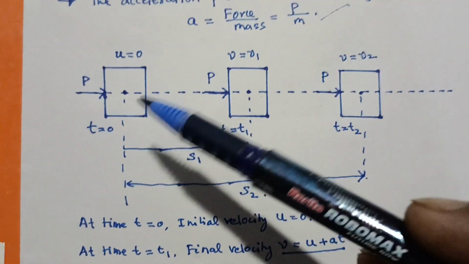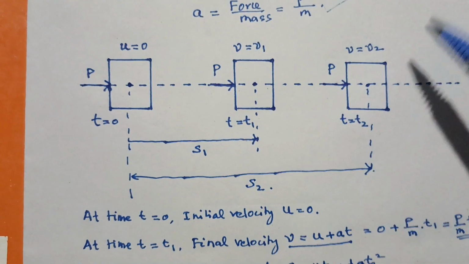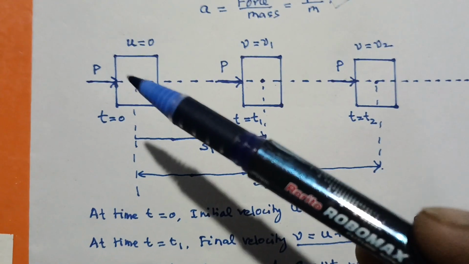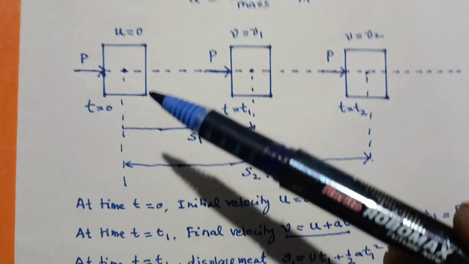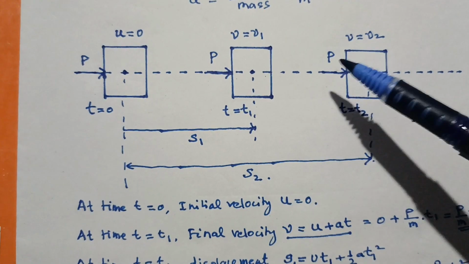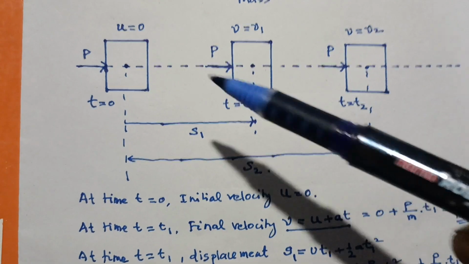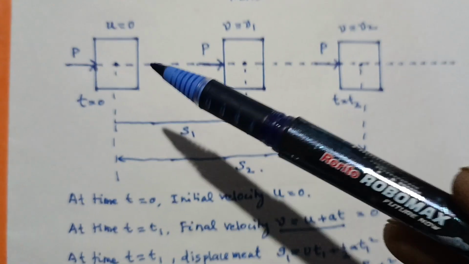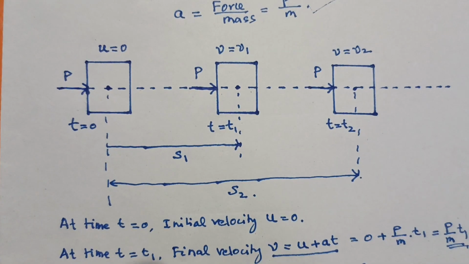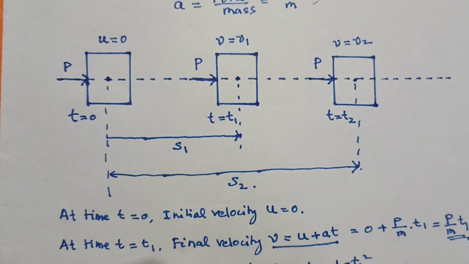Here we have talked about a body which is initially at rest. In a future lecture we will see what the velocity and displacement covered will be when the body initially has some initial velocity. So let us meet in the second video.